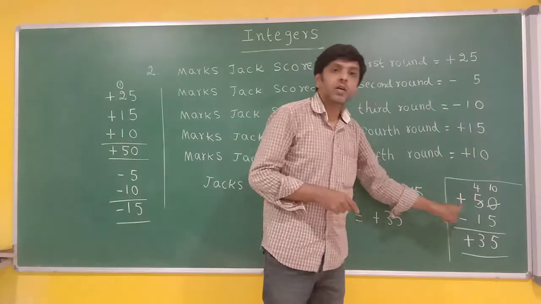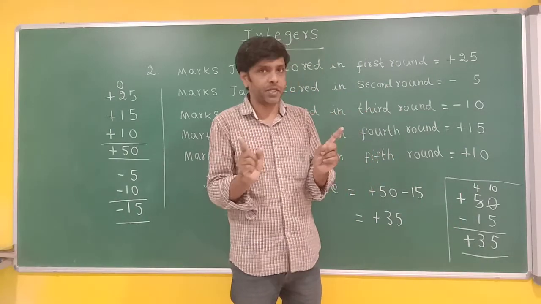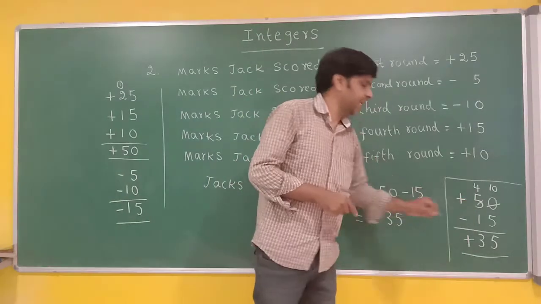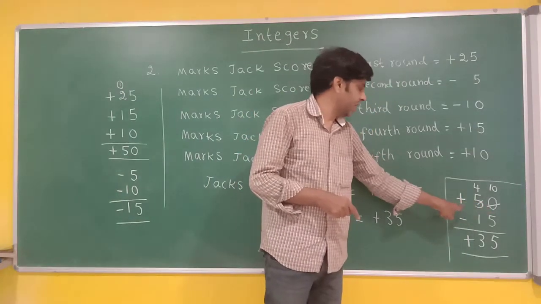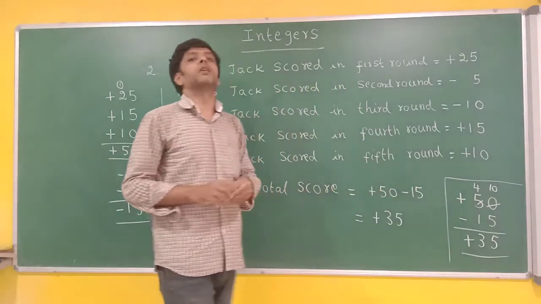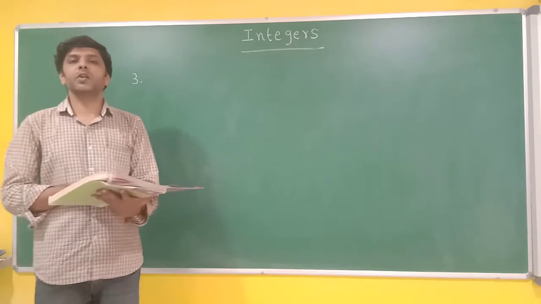These numbers have different sign, opposite sign. Opposite signs means subtraction. So plus 50 minus 15, 35. And the big number has positive sign, so the answer is also positive. Yes students, now we are going to the next problem.